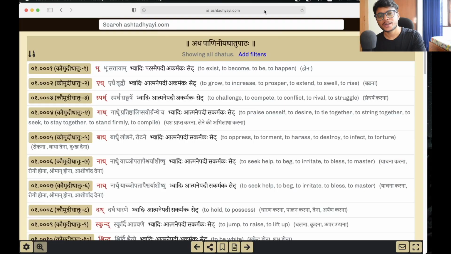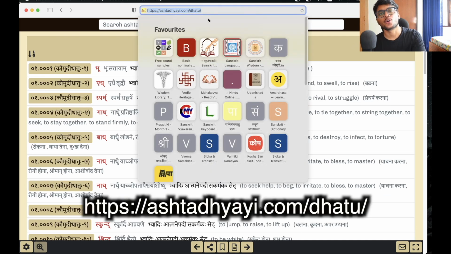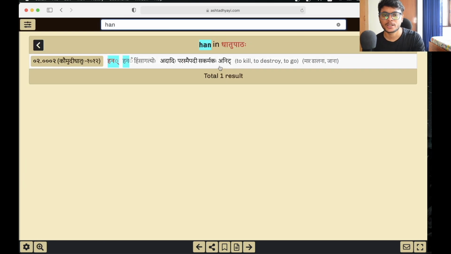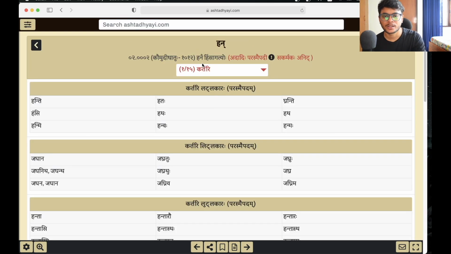And by the way, before wrapping this session up, if you're confused as to how I can get the karmani forms or the kartari forms of any verb root I want, let me show you one website. You can directly use ashtadhyayi.com. You can go to the dhatu pata section, and suppose we had that han dhatu, which means to kill. You get this dhatu when you open it. By default, it is showing you the kartari prayoga forms.